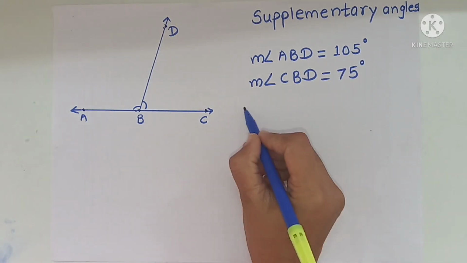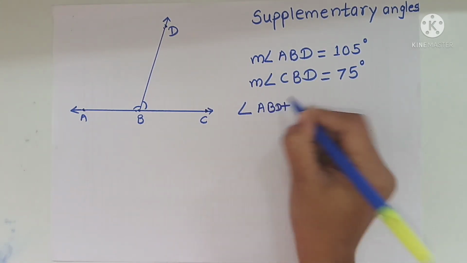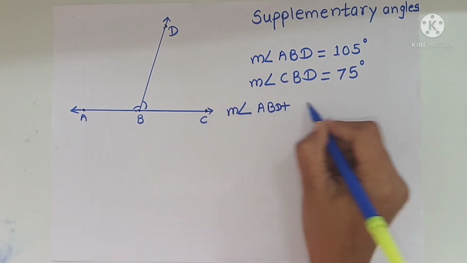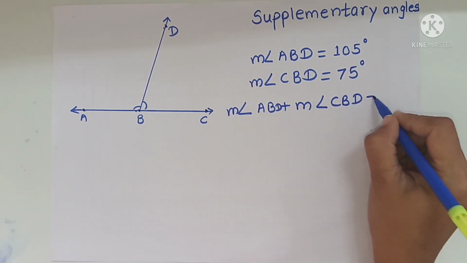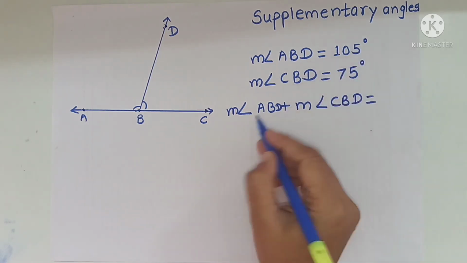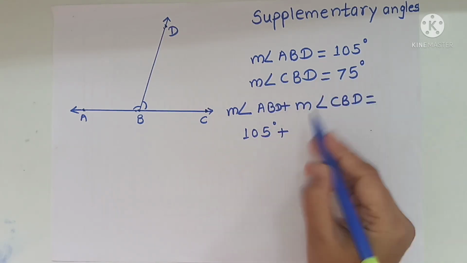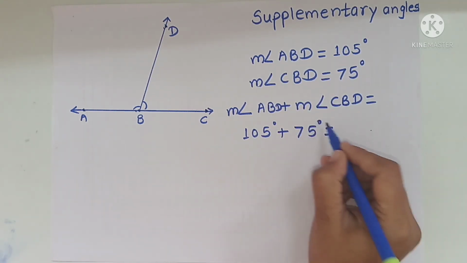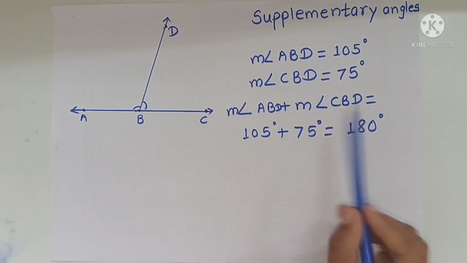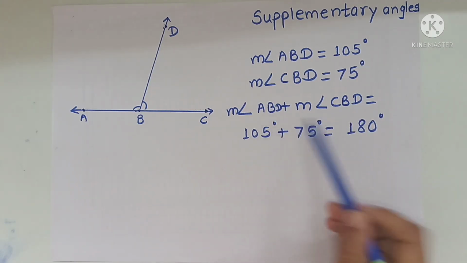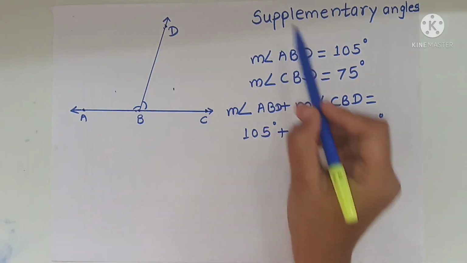Now we are going to add them. Measurement of angle ABD plus measurement of angle CBD. Measurement of angle ABD is 105 degree plus measurement of angle CBD is 75 degree. Then we get 180 degree. So if the sum of the measurements of two angles is 180 degree, then they are known as supplementary angles.